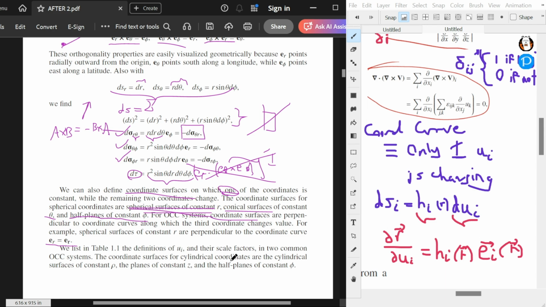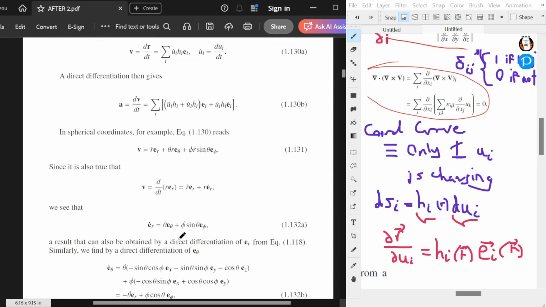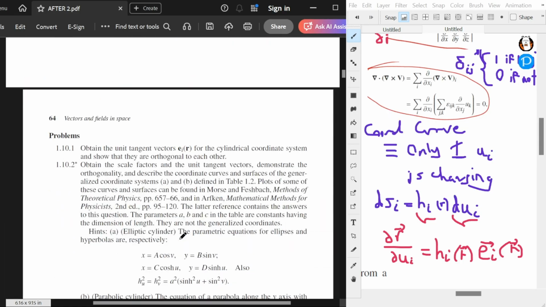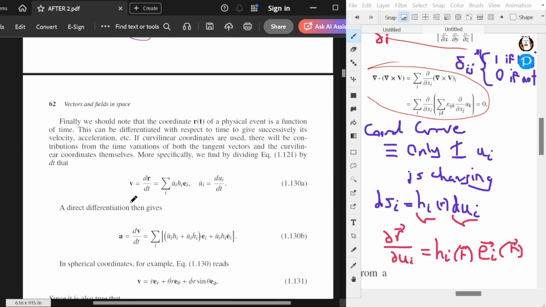The coordinate surfaces for cylindrical coordinates are the cylindrical surfaces of constant rho, the planes of constant z, and the half planes of constant phi. Let me see if I should continue reading. Finally, we should know that the coordinate... okay, this is another wormhole.